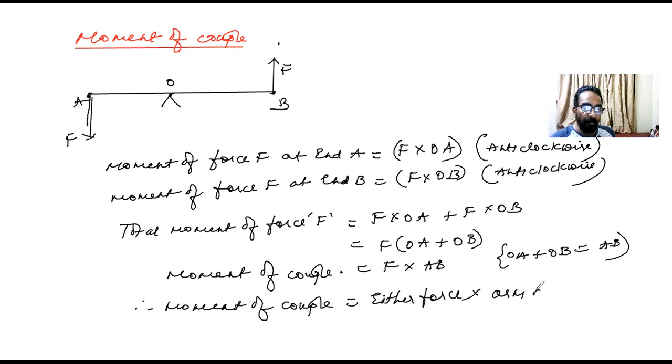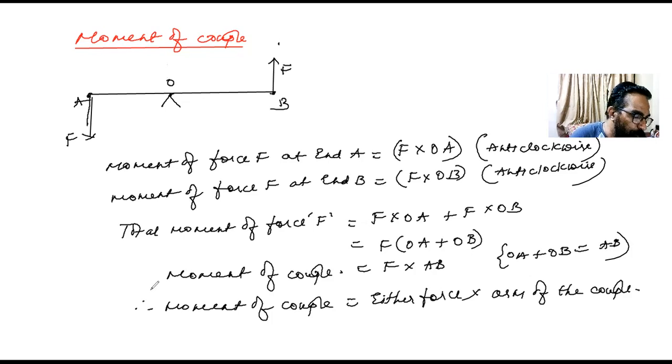What do you call it? Arm of the couple. So remember, beta, one very important moment formula. Moment of couple is either force, because they're equal in magnitude, any one force, into arm of the couple. Arm of the couple is nothing but distance between the two forces.